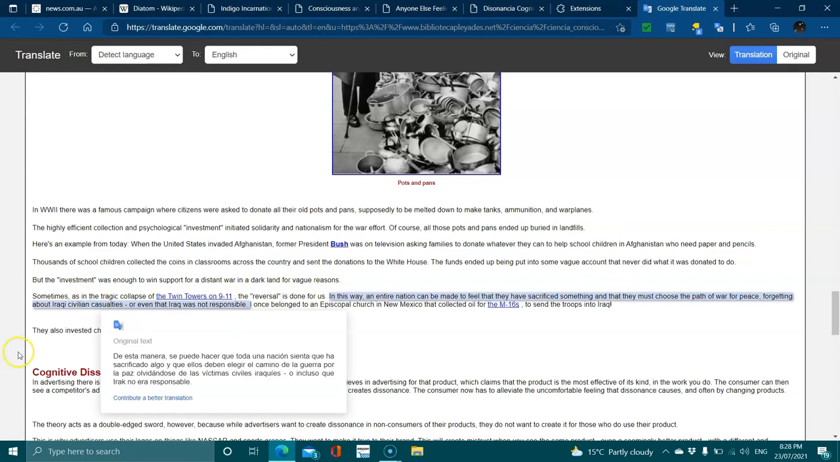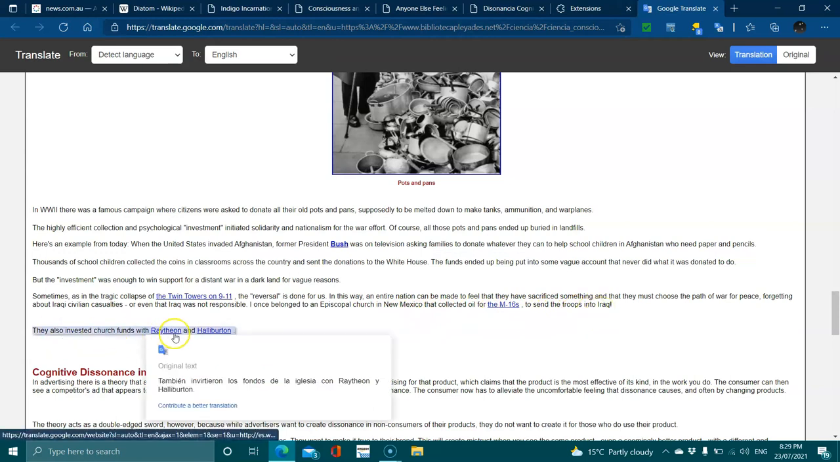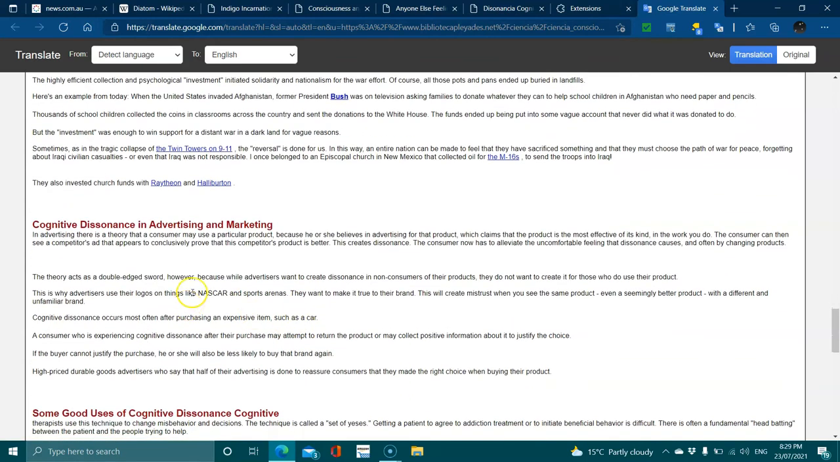In this way, the entire nation can be made to feel like they have sacrificed something and they must choose the path of war for peace, forgetting about the cost, or even that they are not responsible. I once belonged to a church in New Mexico that collected oil to send overseas. They also invested church funds with Halliburton.